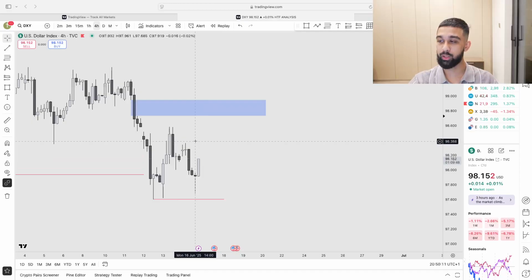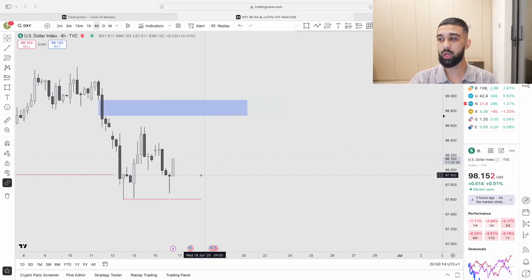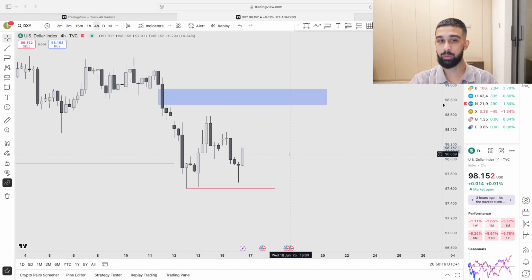But this is the type of scenario where you don't really want to get into a trade. Even right here, you don't want to get into a trade. Even right here, you don't want to get into a trade. So it's a little bit more waiting, and there are going to be weeks like this. It's not me saying this absolutely every week.